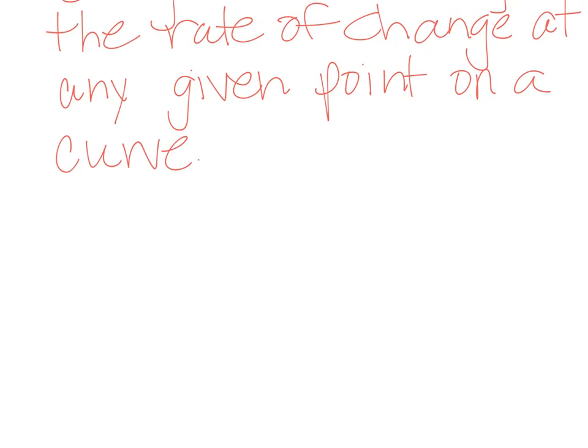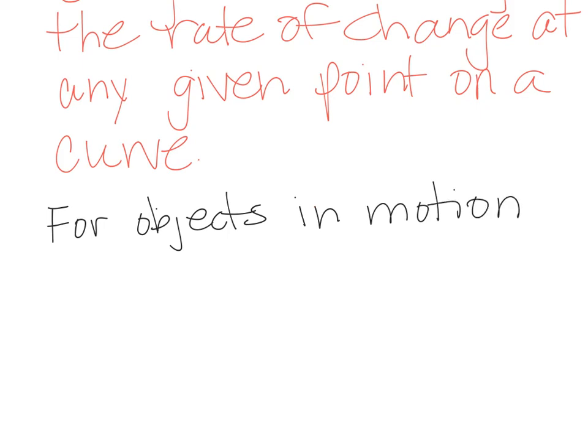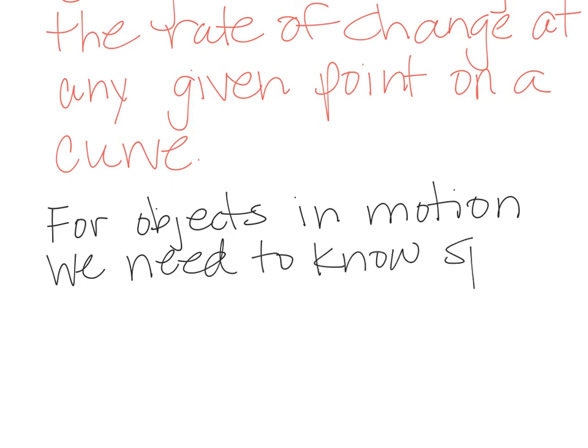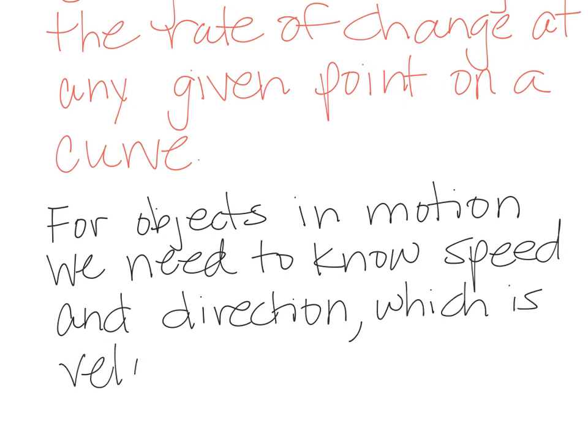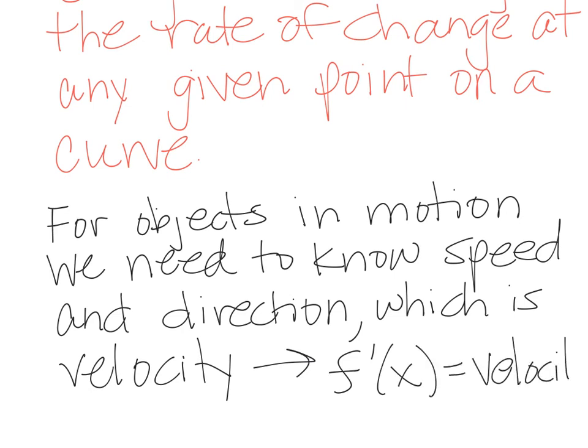And then the key here is for objects in motion, we need to know speed and direction, which is velocity. And so f prime of x, the derivative, tells us the velocity of whatever is moving along that curve. So hopefully that makes sense, and I'll answer questions tomorrow.